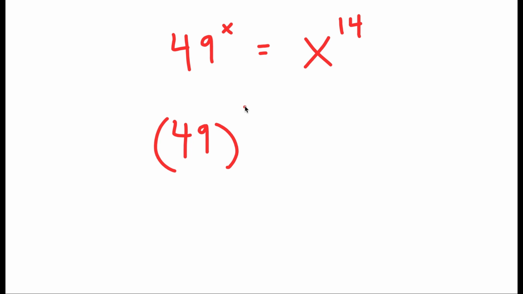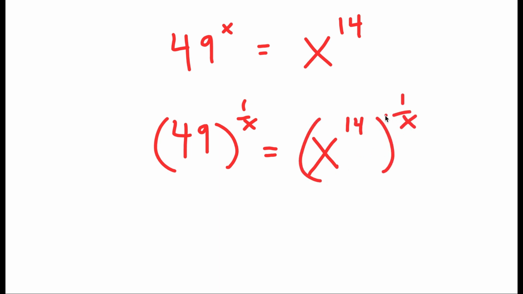Alright, so in this video, I'm going to solve the equation 49 to the power of x is equal to x to the power of 14. To solve this, I'm going to first start by taking the power of 1 over x on both sides. So I get 49 to the power of 1 over x is equal to x to the power of 14 to the power of 1 over x.